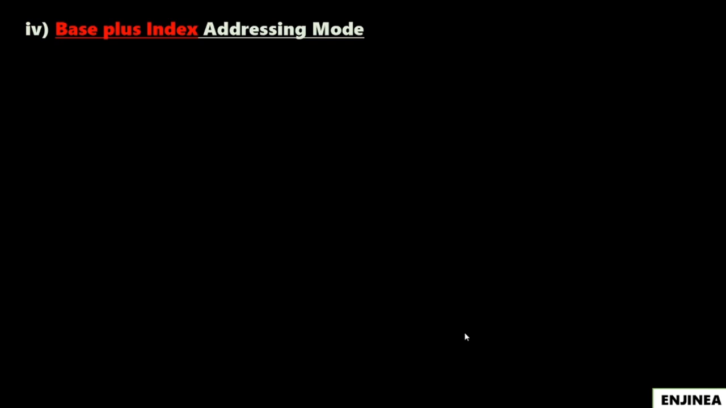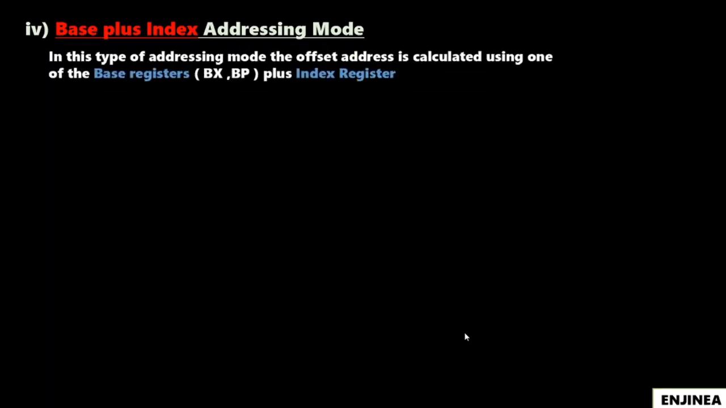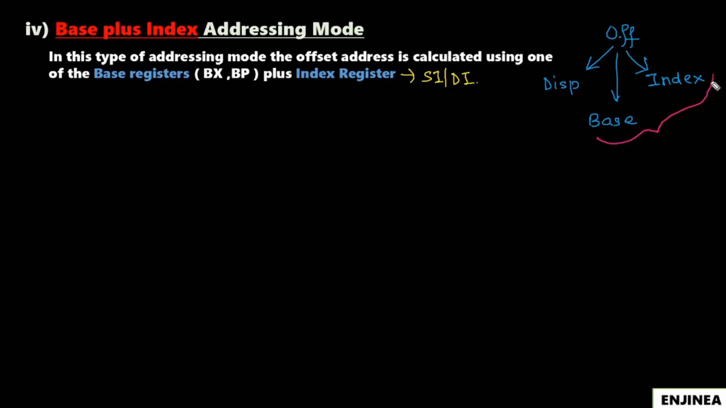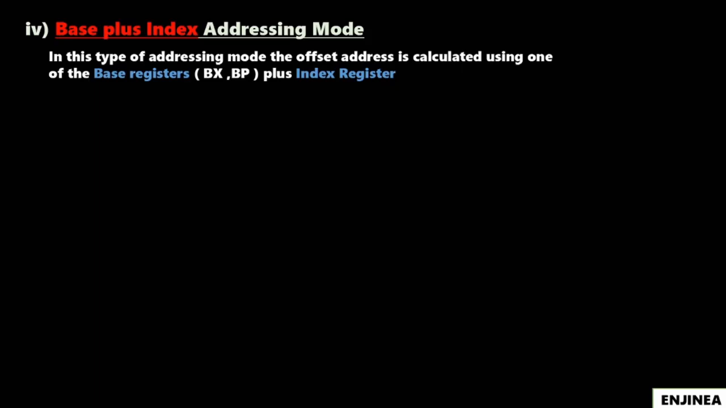So the next category we see is our base plus index addressing mode. In our base plus index addressing mode, the offset address is calculated using one of the base registers, which are BX or BP, plus the index register, which are SI or DI. Previously we have seen the offset address was a combination of displacement, base, and index. So in this type of addressing mode, we are combining the base and the index in order to provide the offset address.